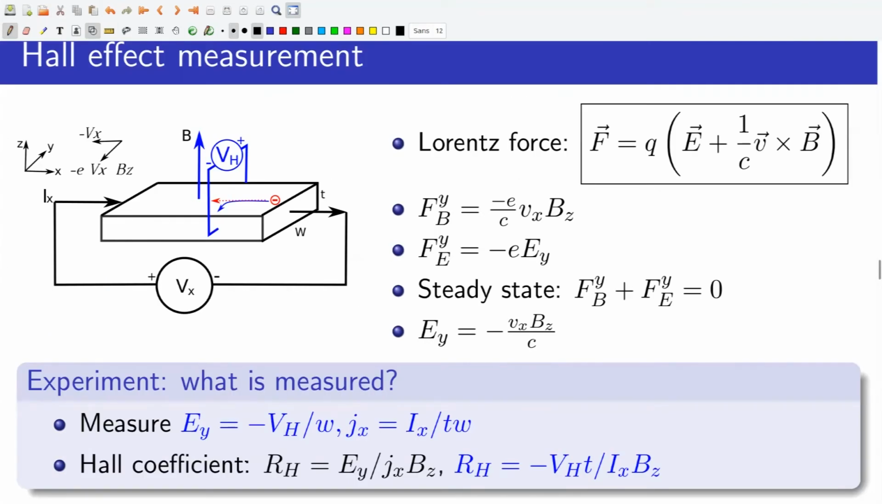Hall effect is one of the experiments which we are going to use to test the Drude model. In this experiment, we apply an electric field in the positive x direction and a magnetic field in the positive z direction. In the absence of the magnetic field, electrons would move in a straight line shown by this dotted line.